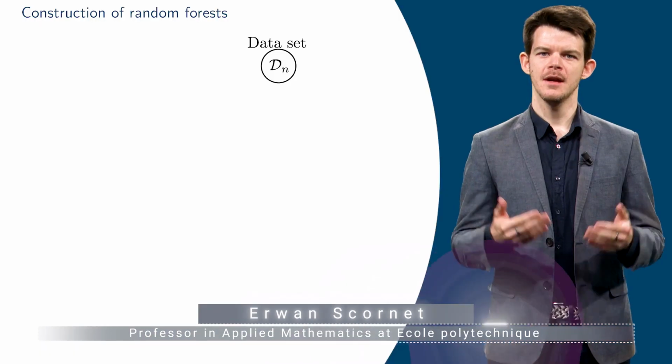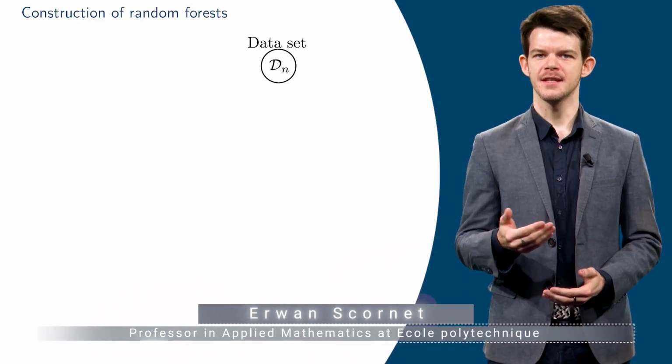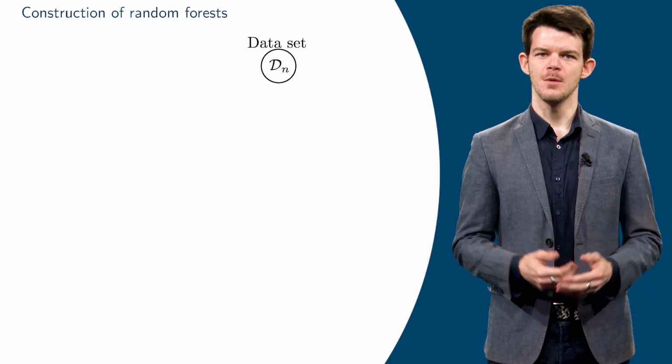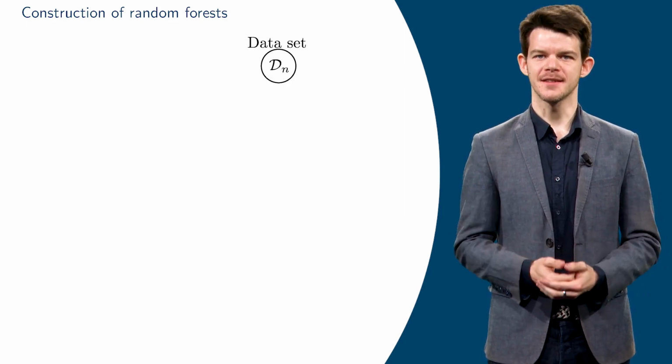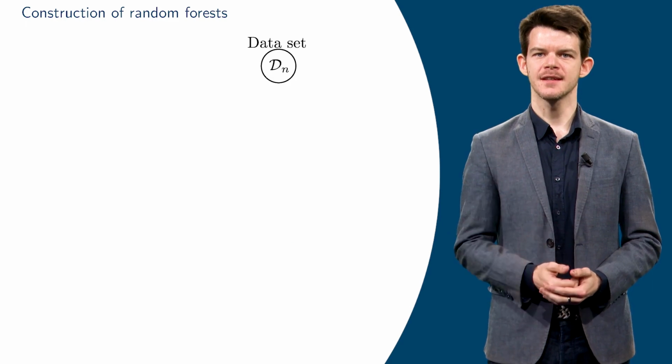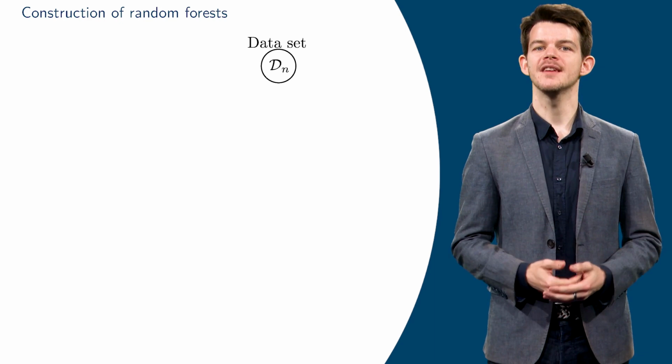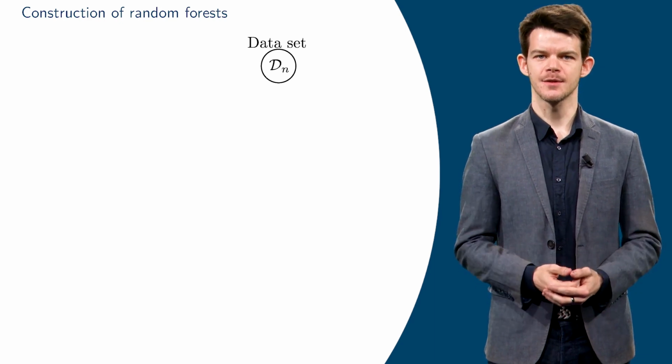We now have all the elements in hand to present the random forest algorithm. Let's suppose that we have access to a dataset denoted D_n. We then apply the bagging procedure. We then create several bootstrap datasets. Each of these datasets results from the drawing of n observations with replacement among the n initial observations.